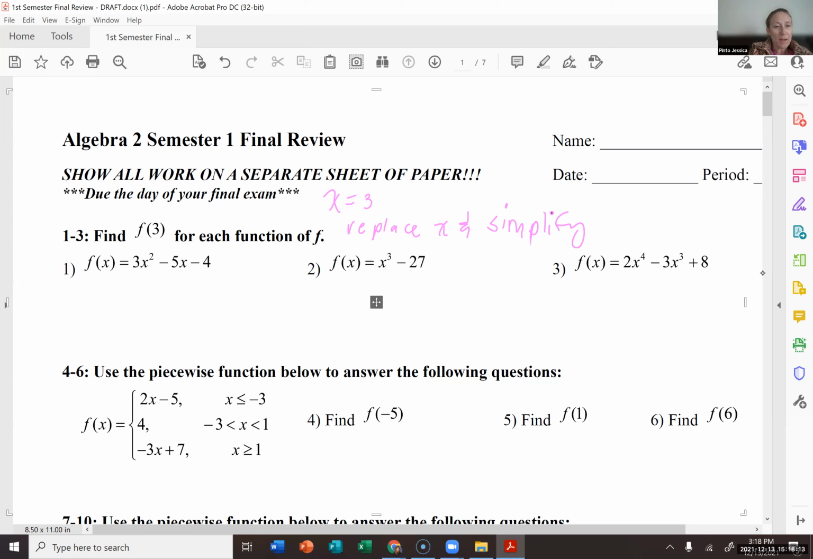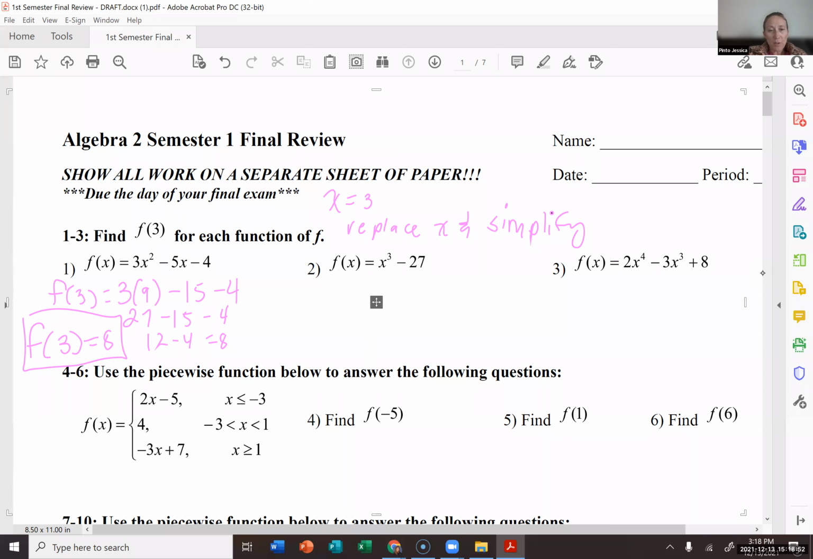So for number 1, that's going to be f of 3 is equal to 3 times 3 squared minus 15 minus 4. So 27 minus 15 minus 4, that's going to be 27 minus 15 is 12 minus 4. It's going to be 8. So f of 3 is equal to 8. That just says when I plug in 3 for x, I get out 8 for y.